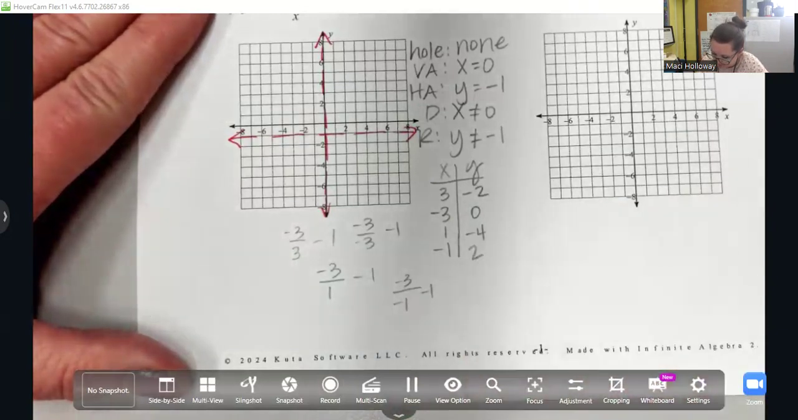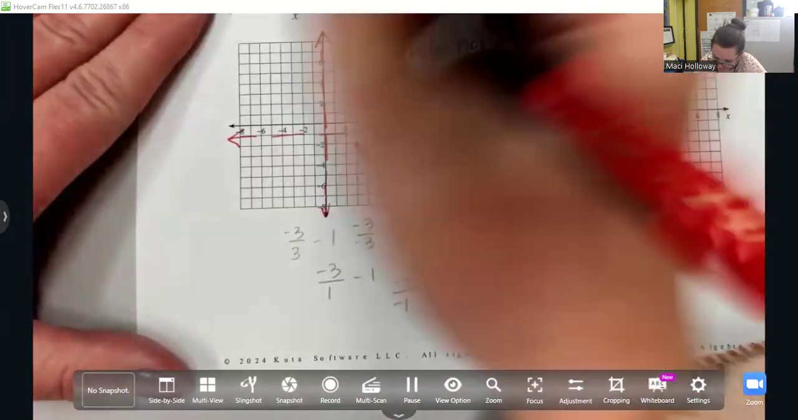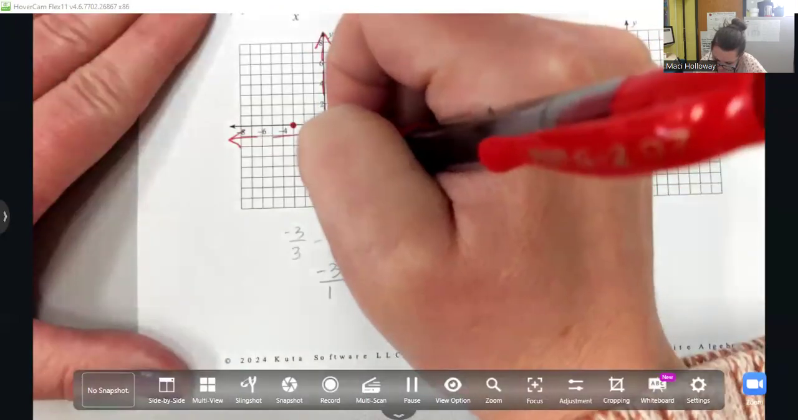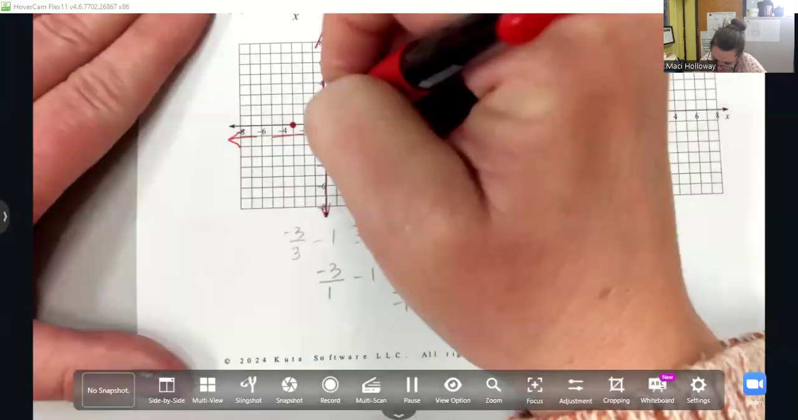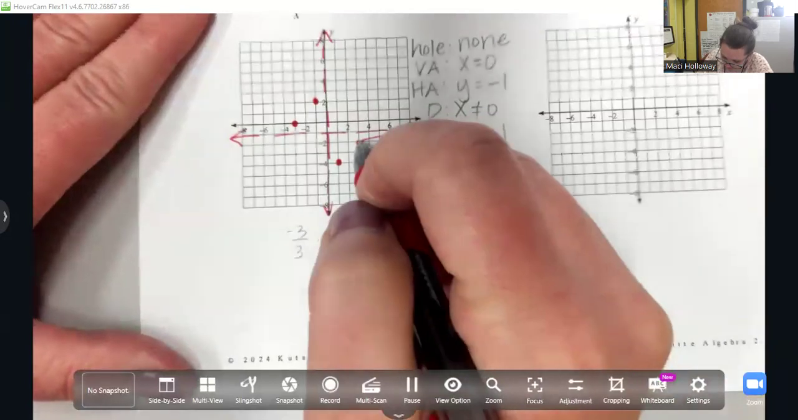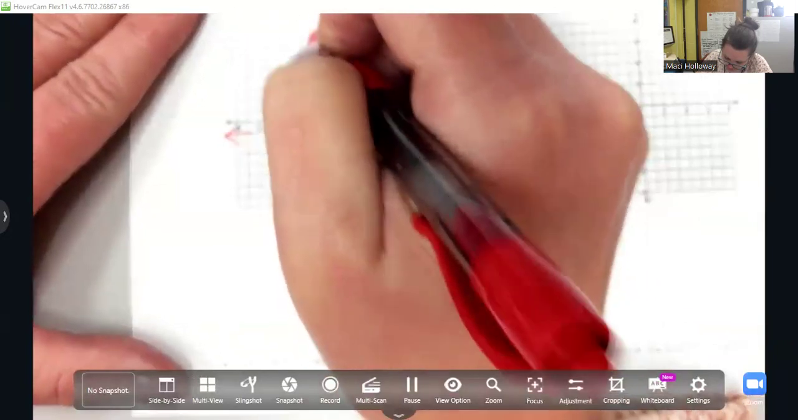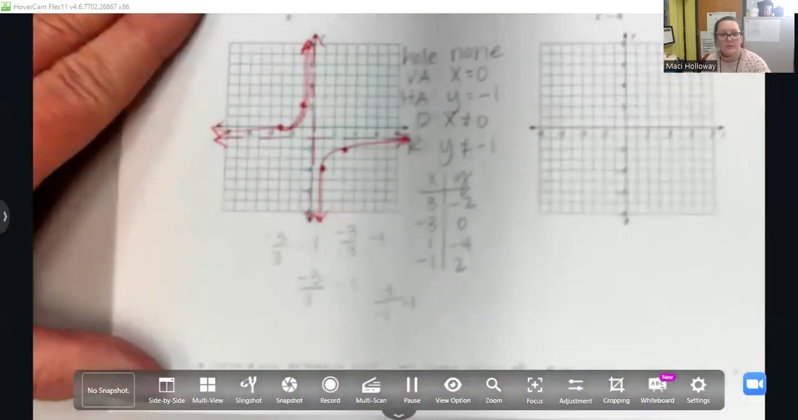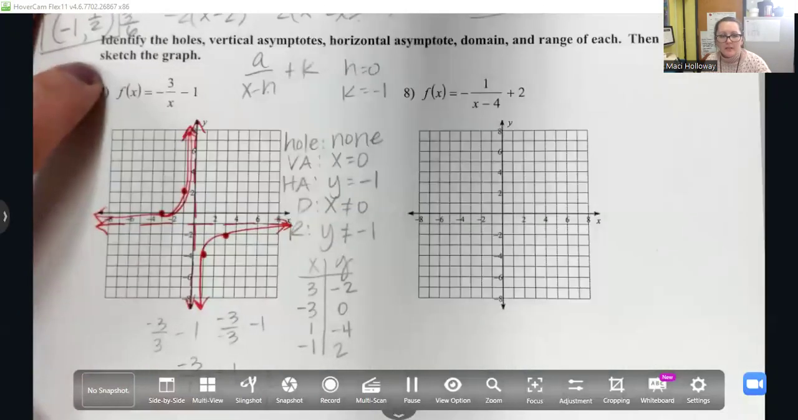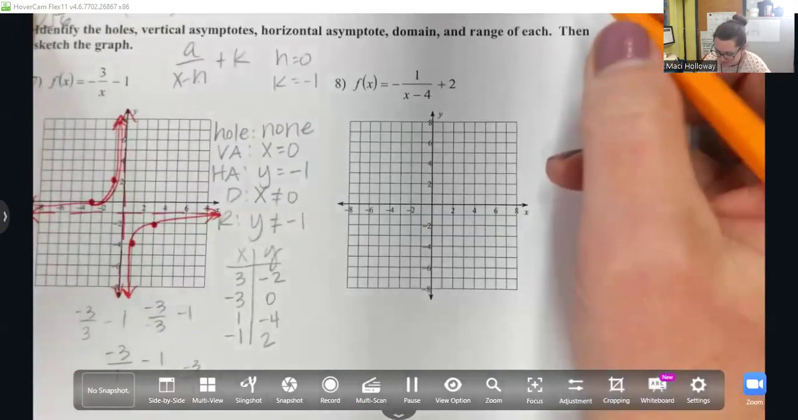So let's plot these points. 3, -2, -3, 0, 1, -4, and 2 on each side. That gives me a good number to know what my smooth curve is going to look like, right? So that's what it's going to look like. On this one, for some reason, it doesn't tell you to find the intercepts. You can still do that, but it's not asking you to here.